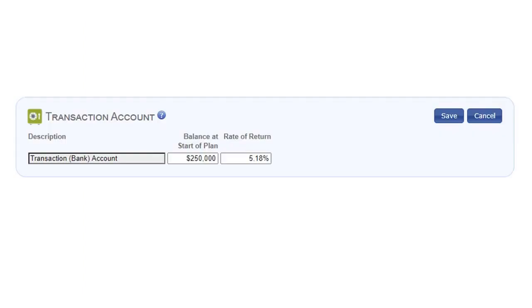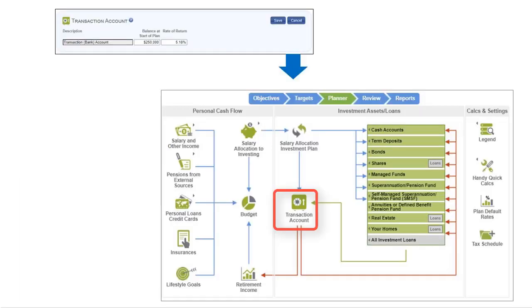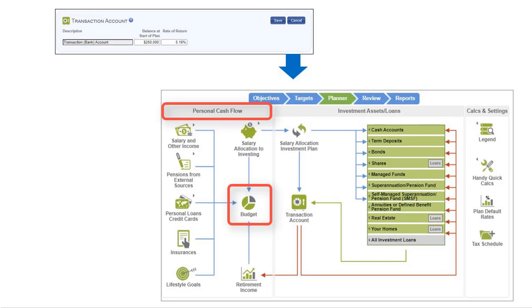To simplify the plan, most of the interest-earning funds will be held in the transaction account. This is like a checking account. However, in Financial Mappers, only income and expenses associated with home ownership, investments and superannuation are applied to this account. Any personal income and expenses are allocated to the budget. It is really important to remember this distinction when making a plan with Financial Mappers.